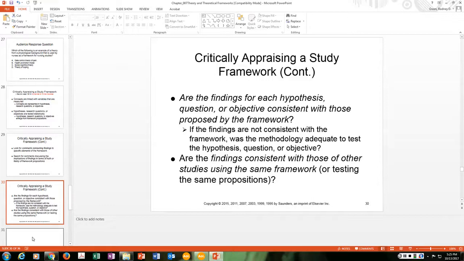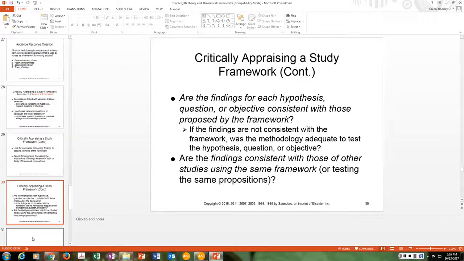Other questions to ask when you're critically appraising a study's framework. Are the findings for each hypothesis, question, or objective consistent with those proposed by the framework? If the findings are not consistent with the framework, was the methodology adequate to test the hypothesis, question, or objective? And finally, are the findings consistent with those of other studies using the same framework or testing the same propositions? So you see, you'd really need to know the literature to do that.